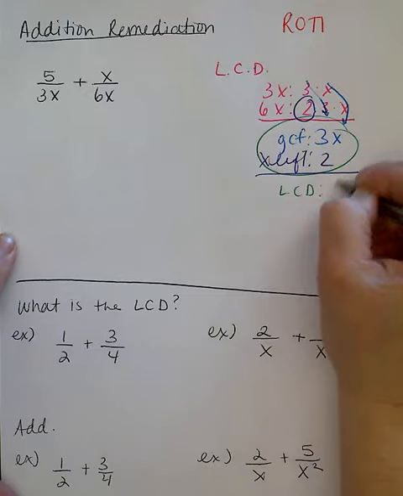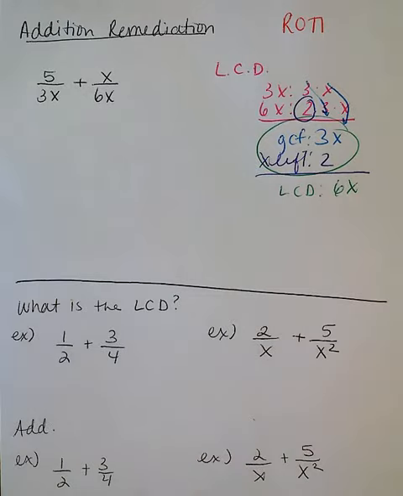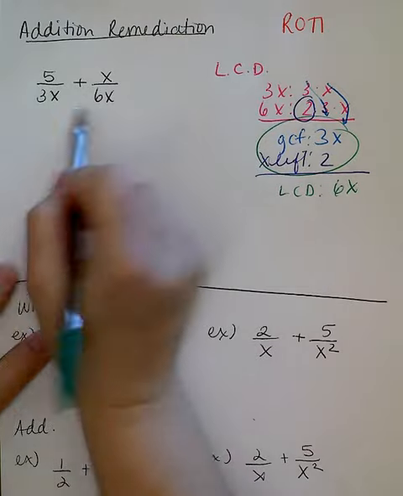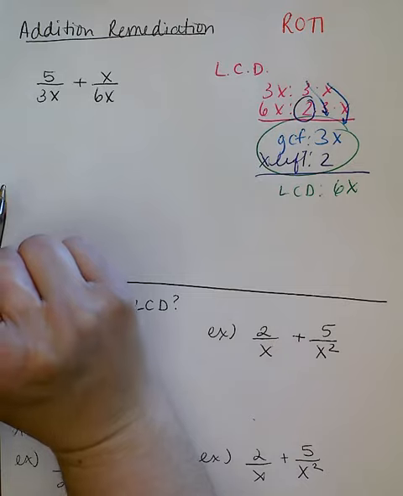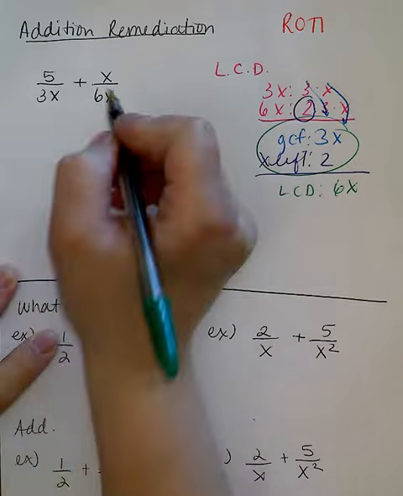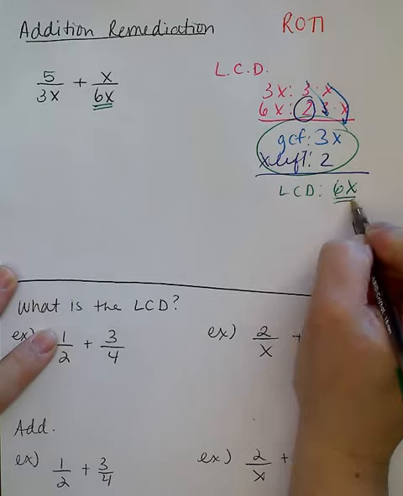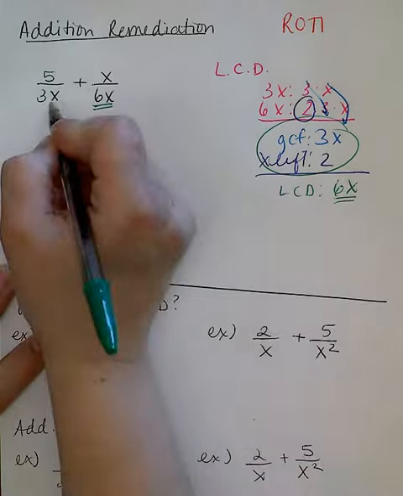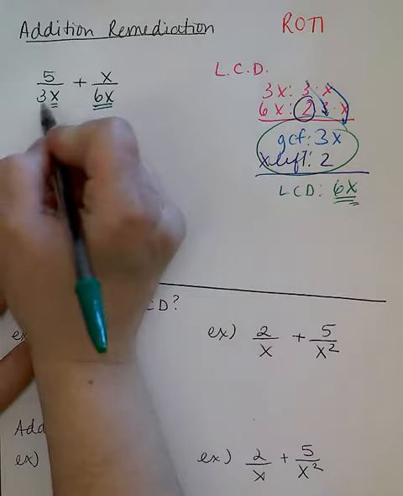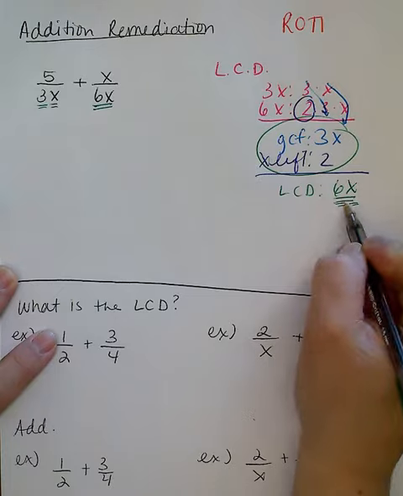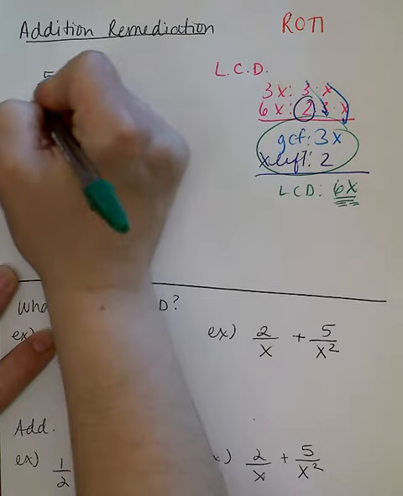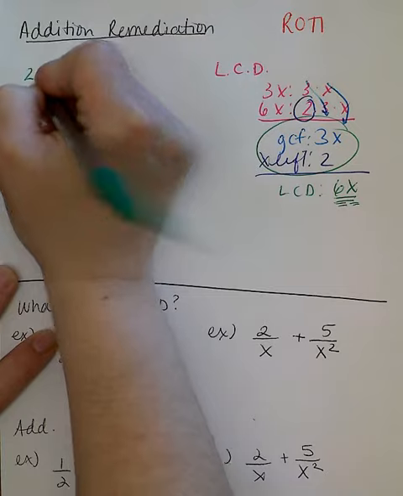Now the benefit of showing all that work is that you're not going to put an 18x squared as the LCD, which many people have been trying to do. This one's already 6x, so we're done. This one already has an x, but instead of a 6, it has a 3. So how do we get a 3 to turn into a 6? We multiply by 2, and what you do to the bottom, you do to the top.